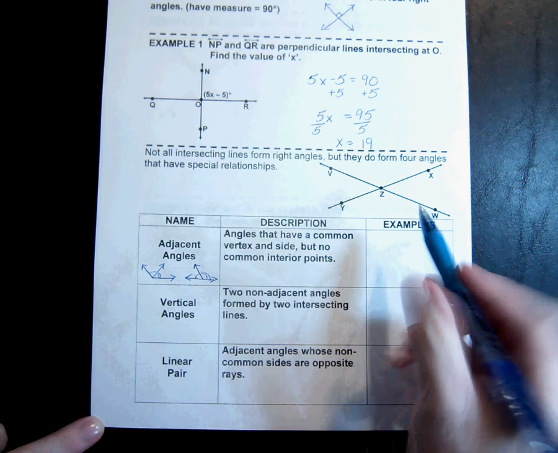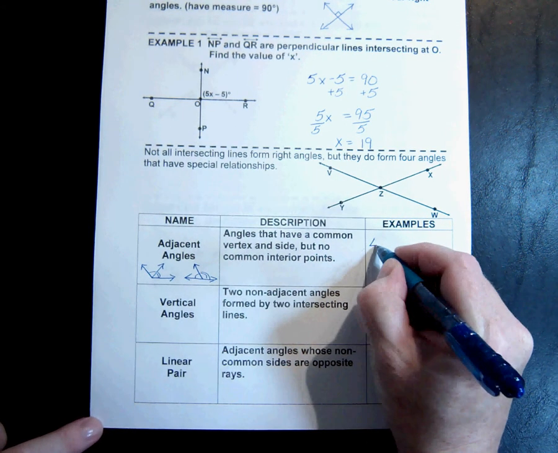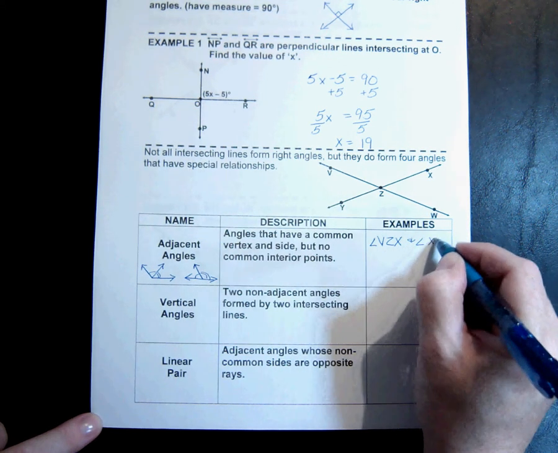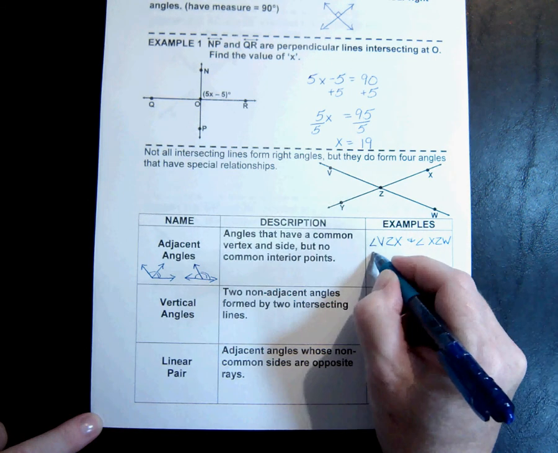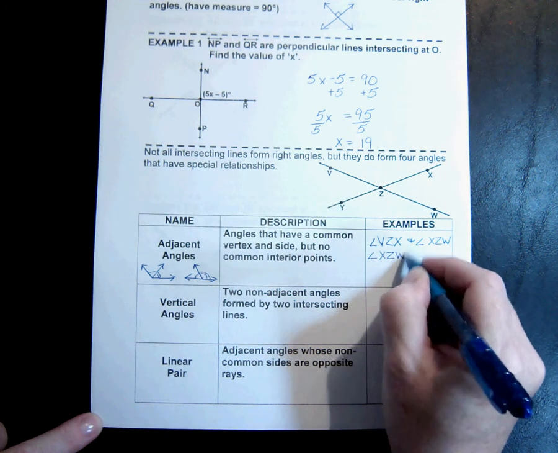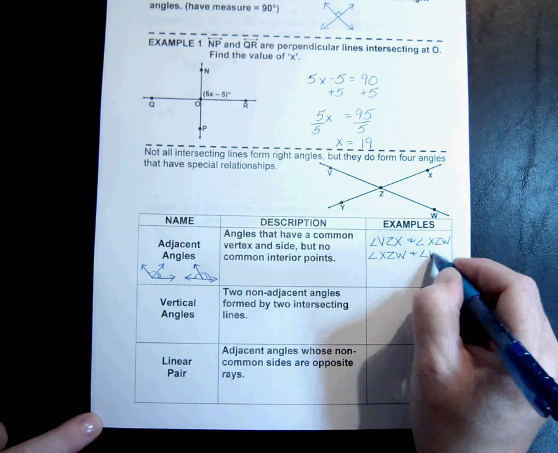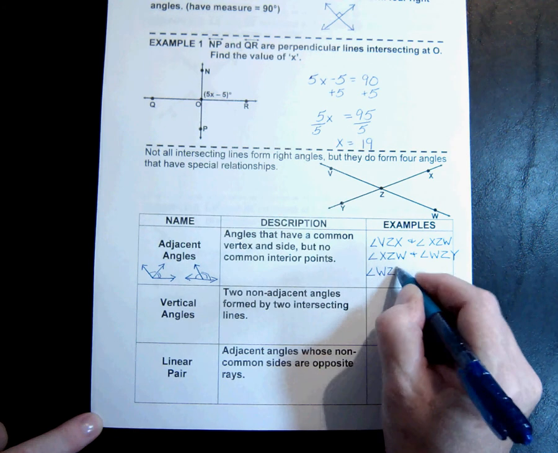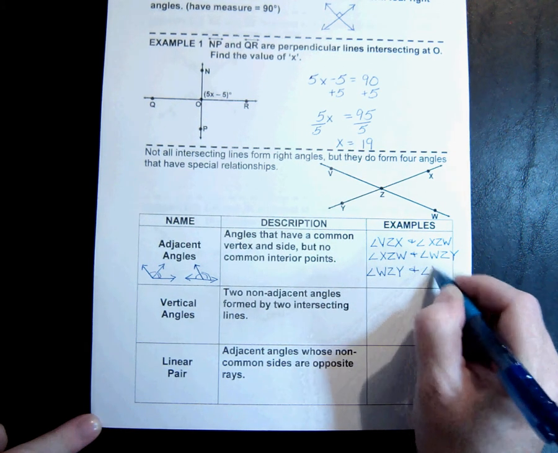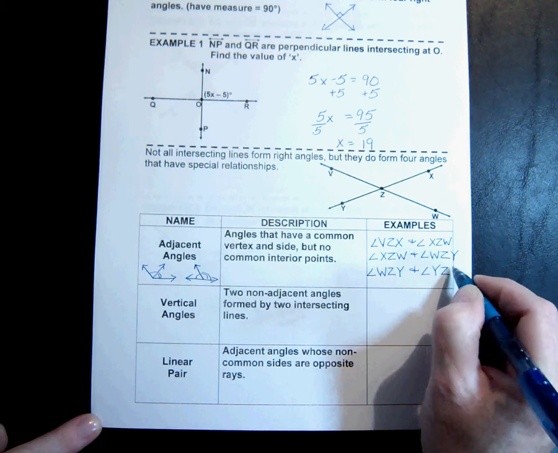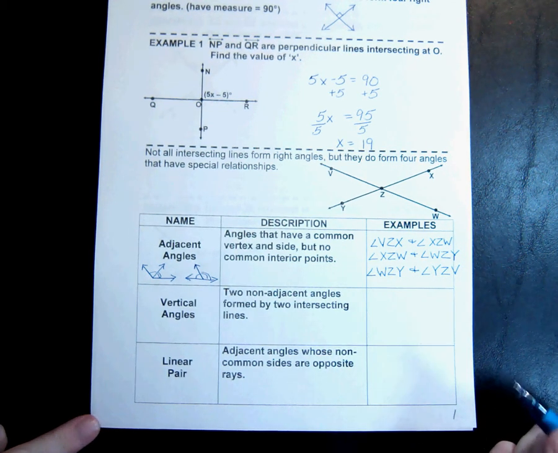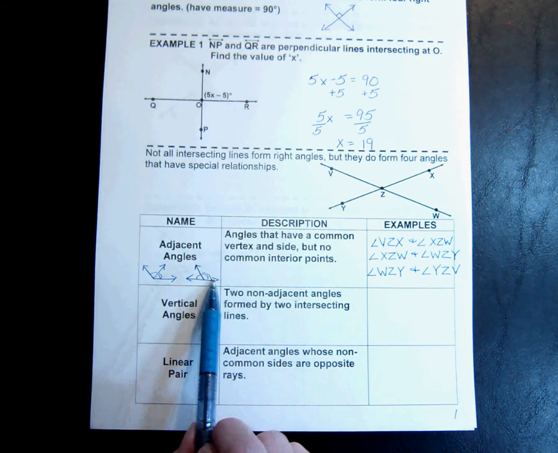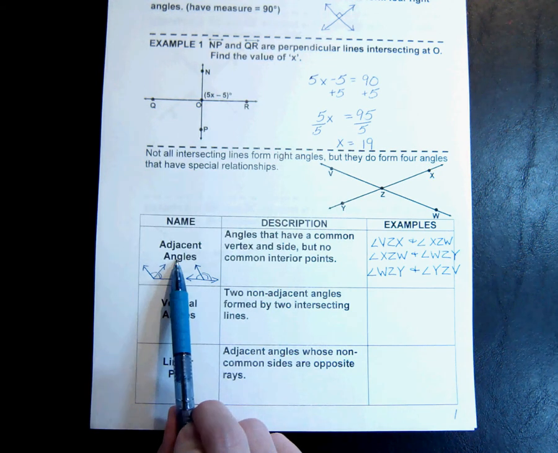So let's name all of the ones that are adjacent, and then you can kind of look at them. Angle VZX and angle XZW, angle XZW and angle WZY, angle WZY and angle YZB. So what we do is just go around the circle, but the relationship is that they were next to one another. Being next to another one is an adjacent angle.